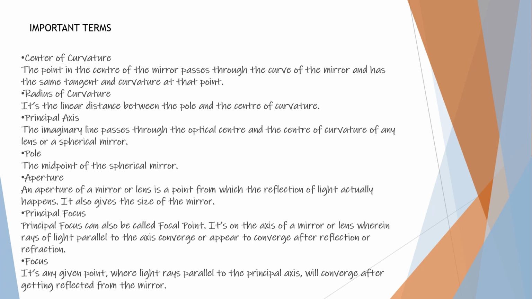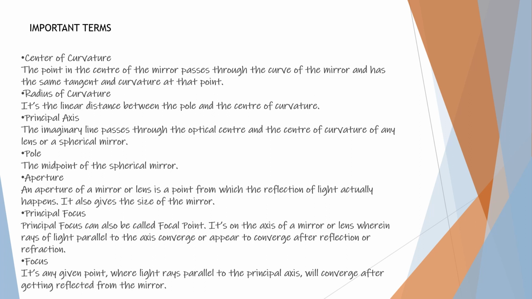Center of curvature. The point in the center of the mirror that passes through the curve of the mirror and has the same tangent and curvature at the point. Radius of curvature. It is the linear distance between the pole and the center of curvature. Principal axis. The imaginary line that passes through the optical center and the center of curvature of any lens or of a spherical mirror. Pole. The midpoint of the spherical mirror.